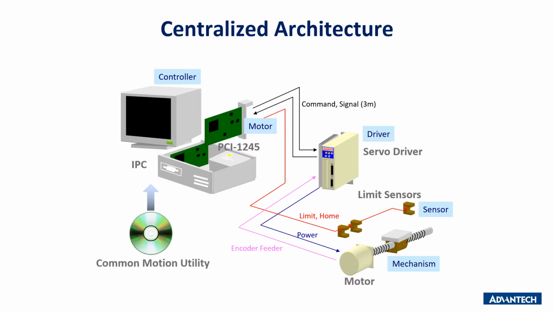This picture shows the Advantech centralized motion card architecture. In this architecture, the motion card is connected to the computer's PCI slot, and through the cable and terminal board it connects to the driver to control the motor. The representative products are the PCI 1245, PCI 1265 and PCI 1285.